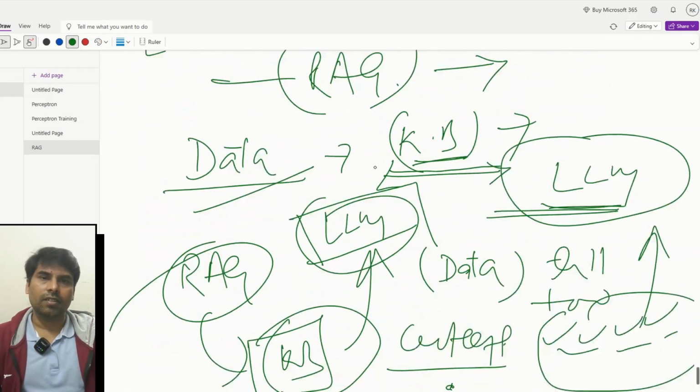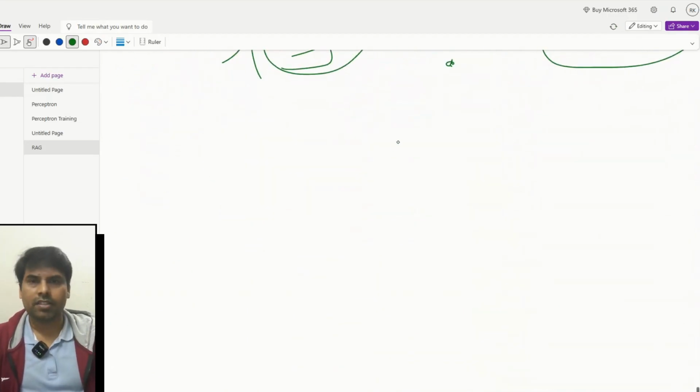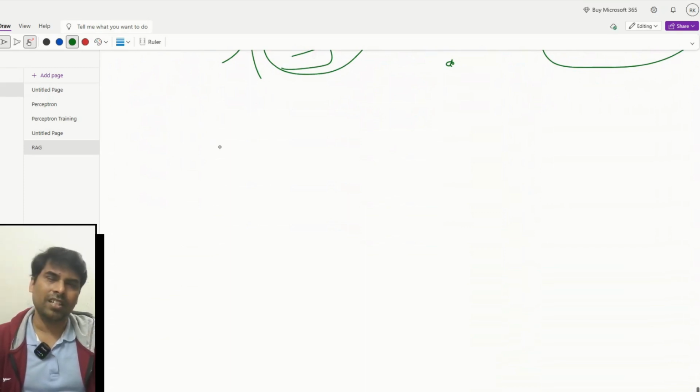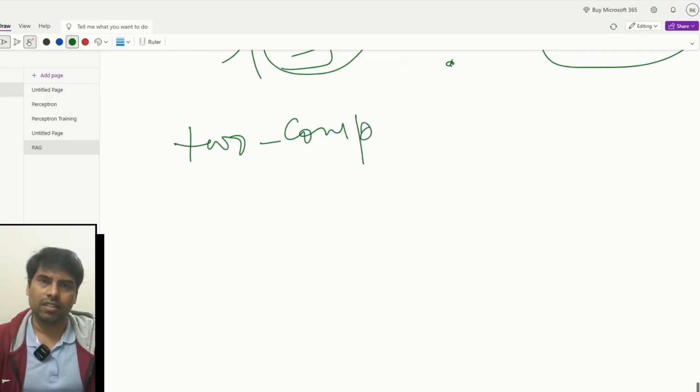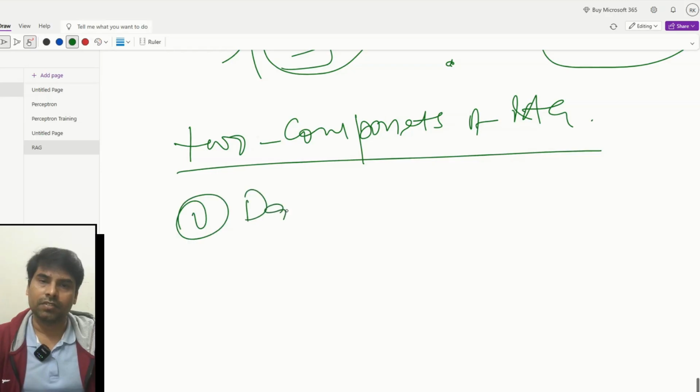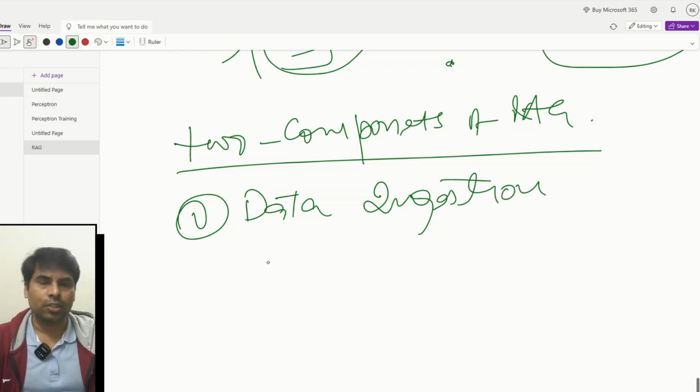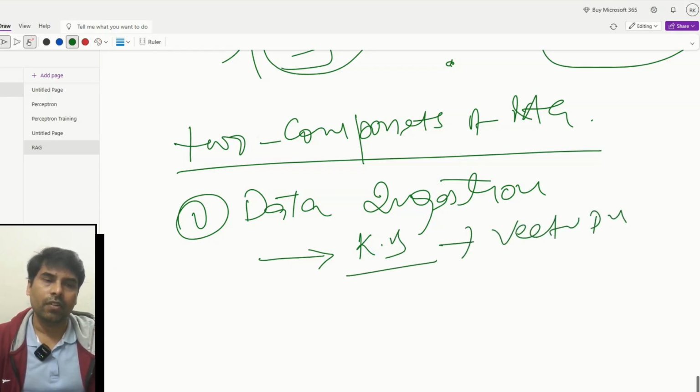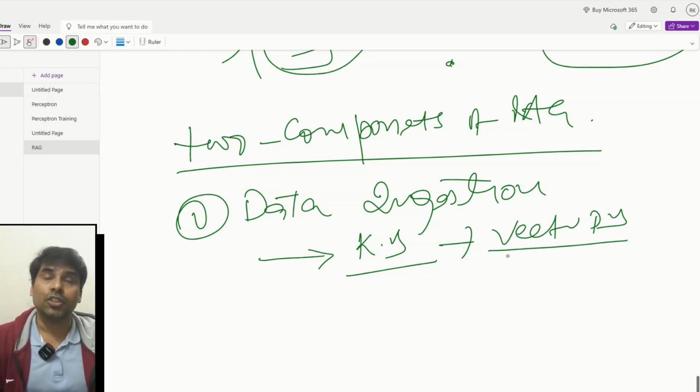Now after this, there are two important components of RAG. The first component is called data ingestion. As you know, we have to manage our own knowledge base, our vector database. We have a vector DB where we store our private data, which is not public, and this is under the organization. You can control it completely.